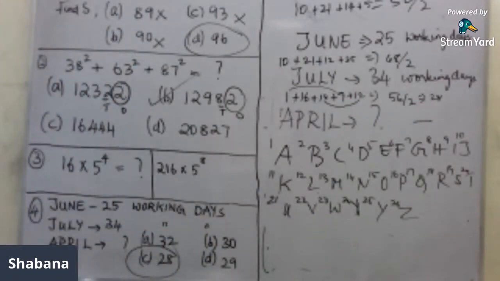So see, the easiest way is like the moment you see July has 34 working days, which is not at all logical, you immediately have to think that it is somehow related to some part of coding. I hope these questions were clear.